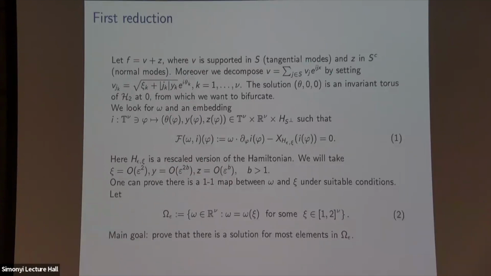So there is some spilling into the normal modes, but the main part is going to be given by these v's. Also related to these Cantor sets, one can identify under some non-degeneracy conditions the set of amplitudes, which are the set of x's, and the set of frequencies, and essentially they are one-to-one. So if you tell me what the amplitudes are, I can figure out what the frequencies are. Proving things for most frequencies is the same as proving things for most amplitudes. So the main goal is to prove that we can find a solution for almost all elements in this set.